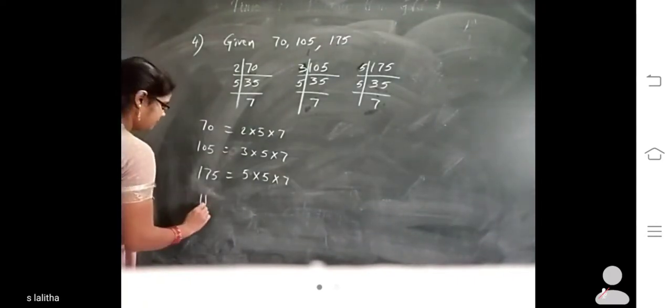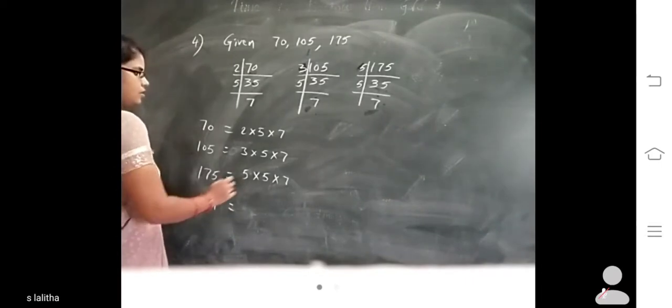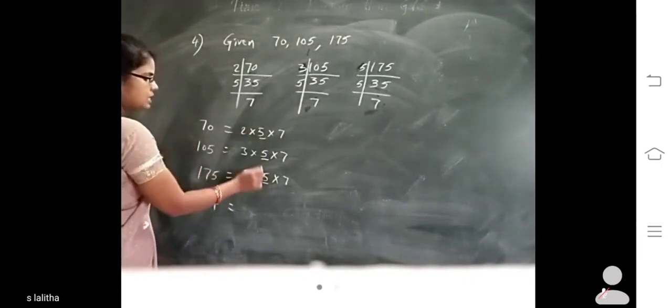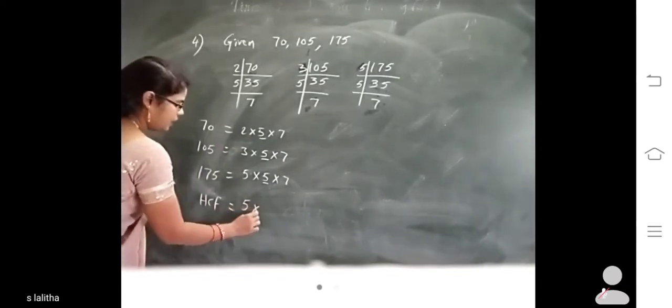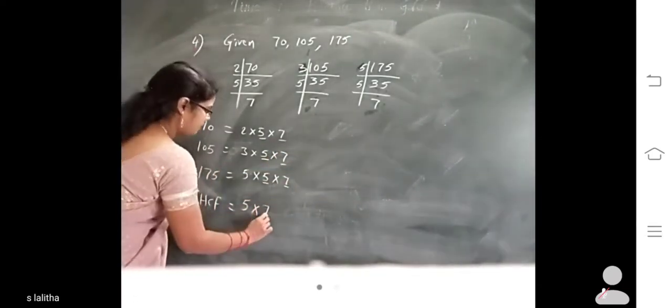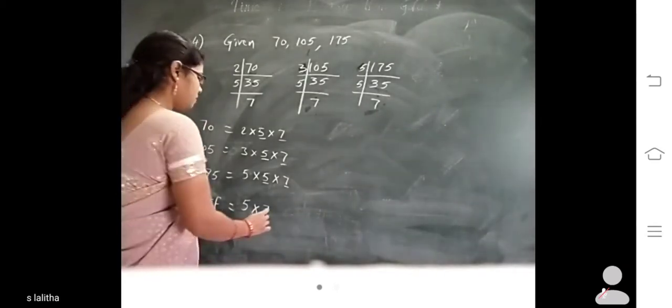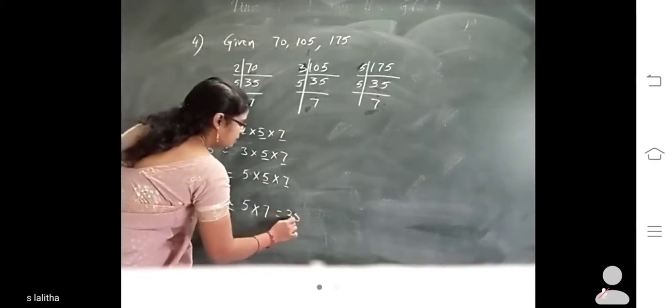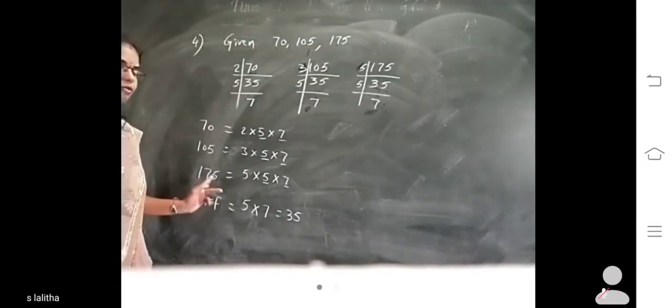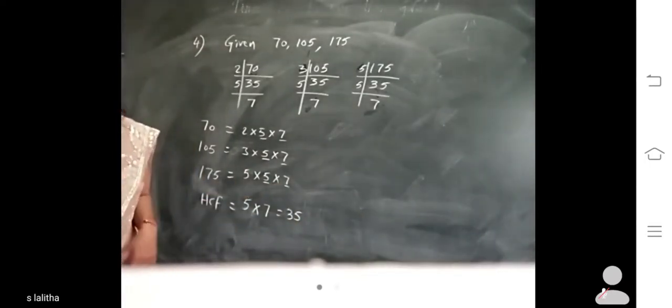5. All 3 numbers have 5 as a common factor. 5 into the next number, 7. So 5 into 7, how much? 35. The HCF of 70, 105 and 175 is 35. Okay?